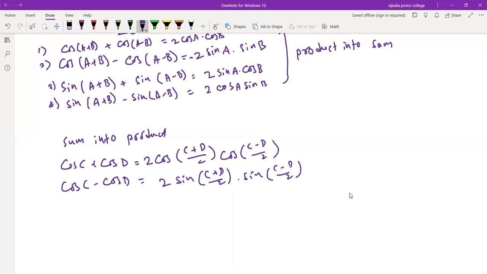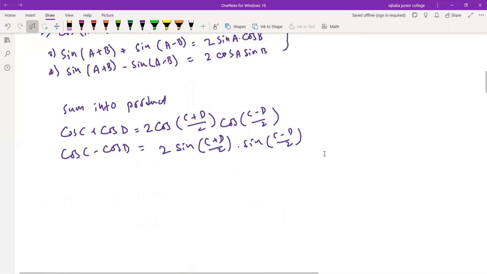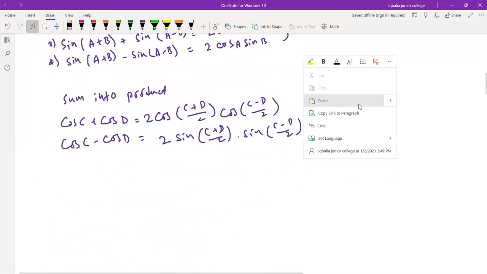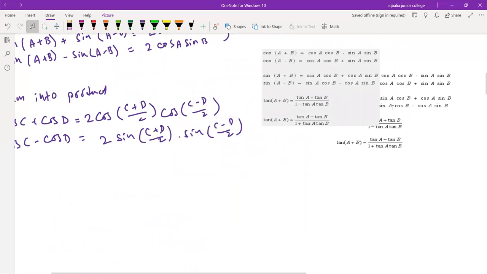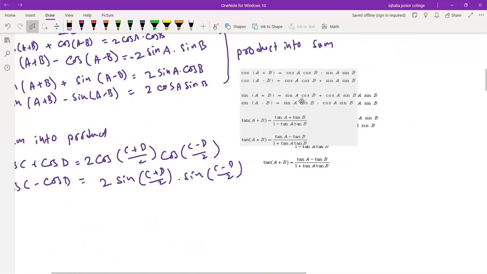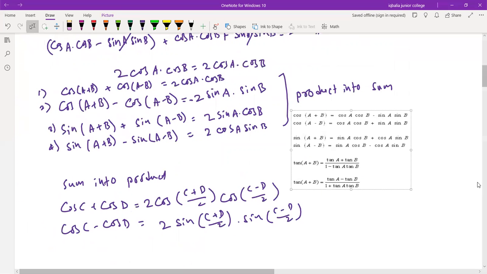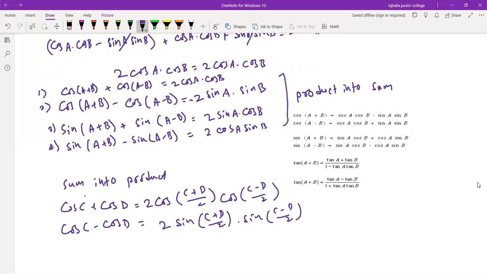Okay, just see here, copy, paste. We have the compound angle formula here. Suppose I have cos C plus cos D, so I'm going to see this thing. Just don't take C and D.